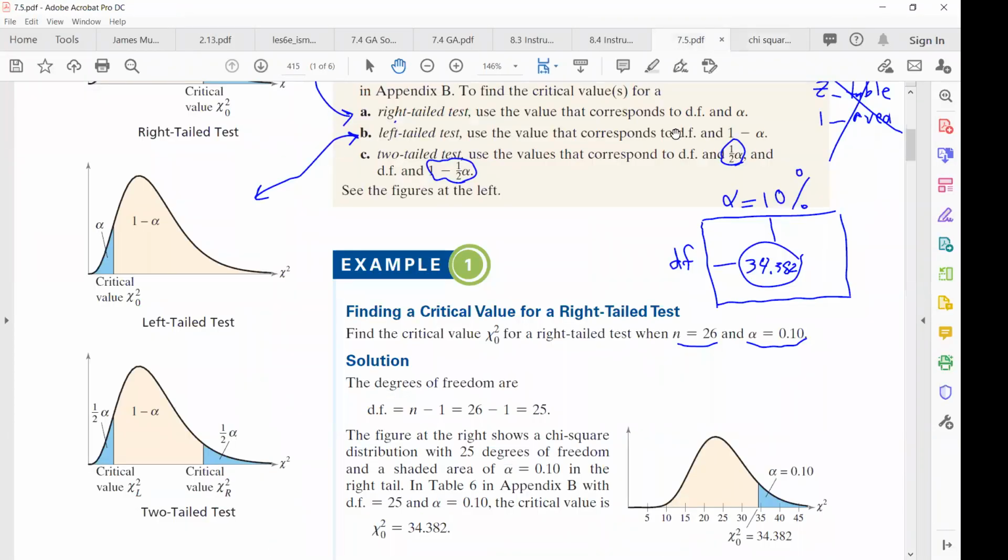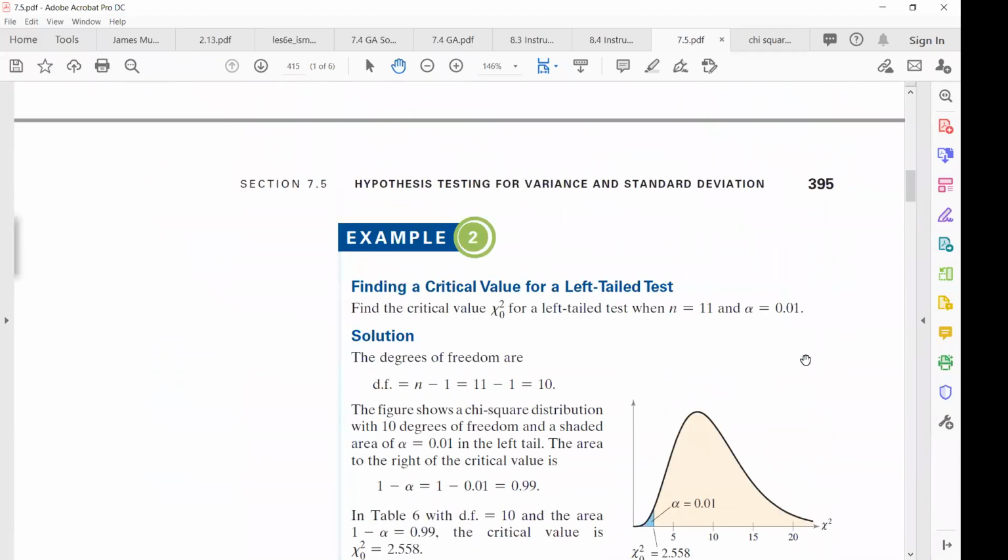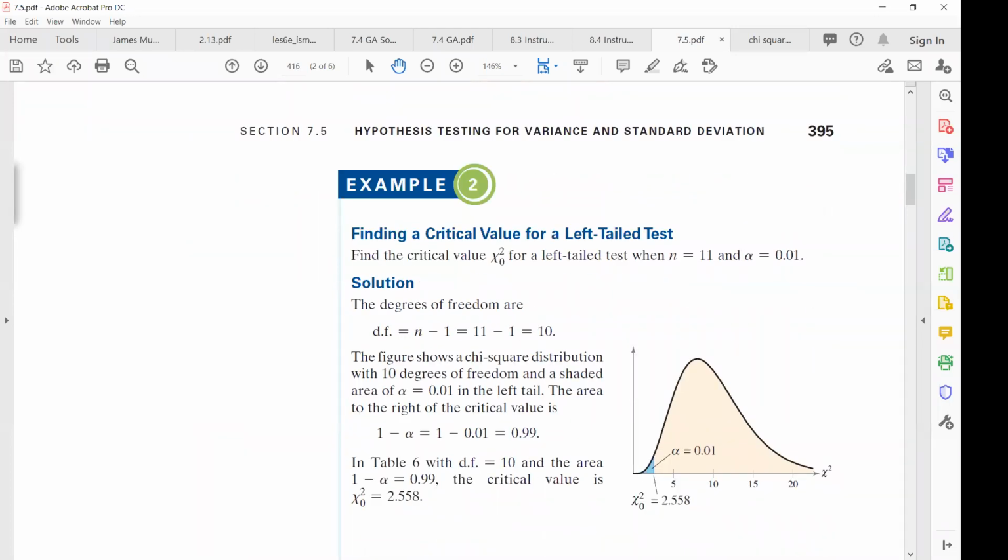Very well. Perfect. Let us move on to the next example. So far we talked about a right-tailed graph. Now we have a left-tailed graph. So suppose n, or sample size, is equal to 11 and alpha is just 1%. We're going to find the critical value.